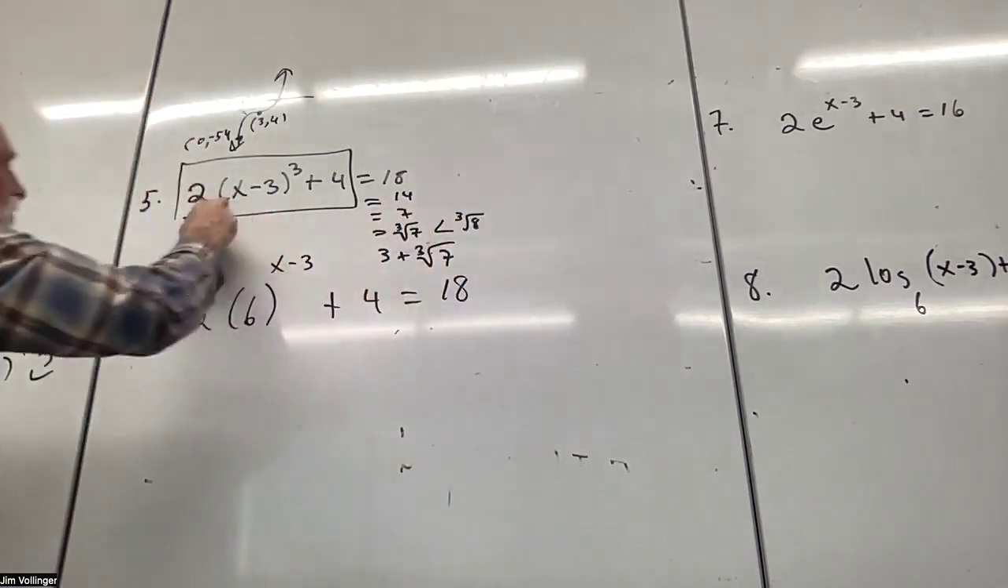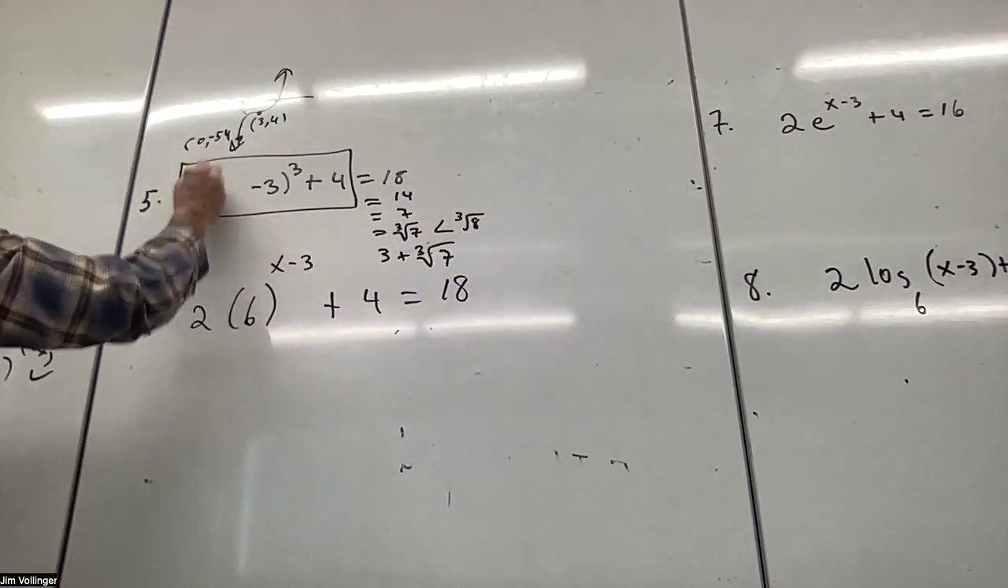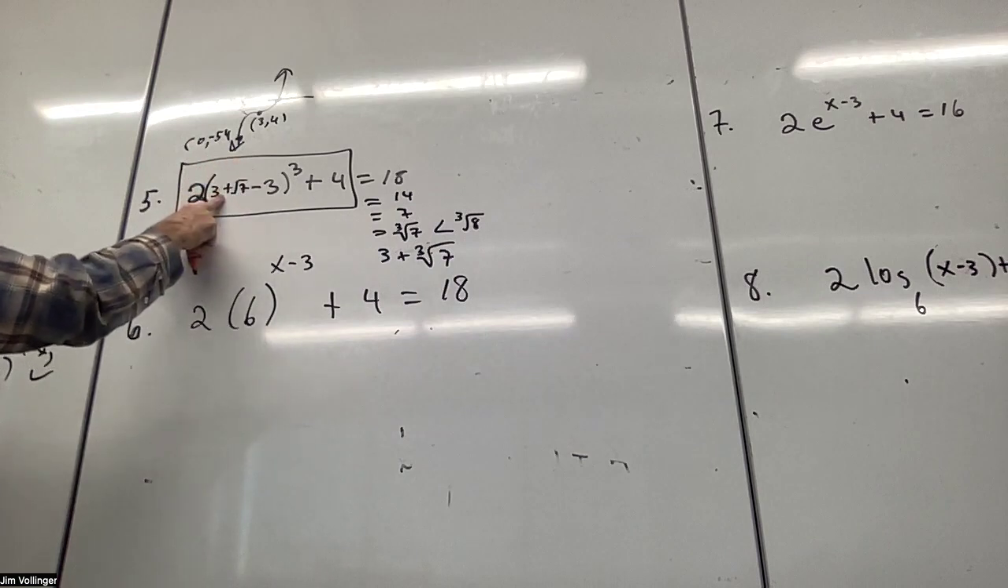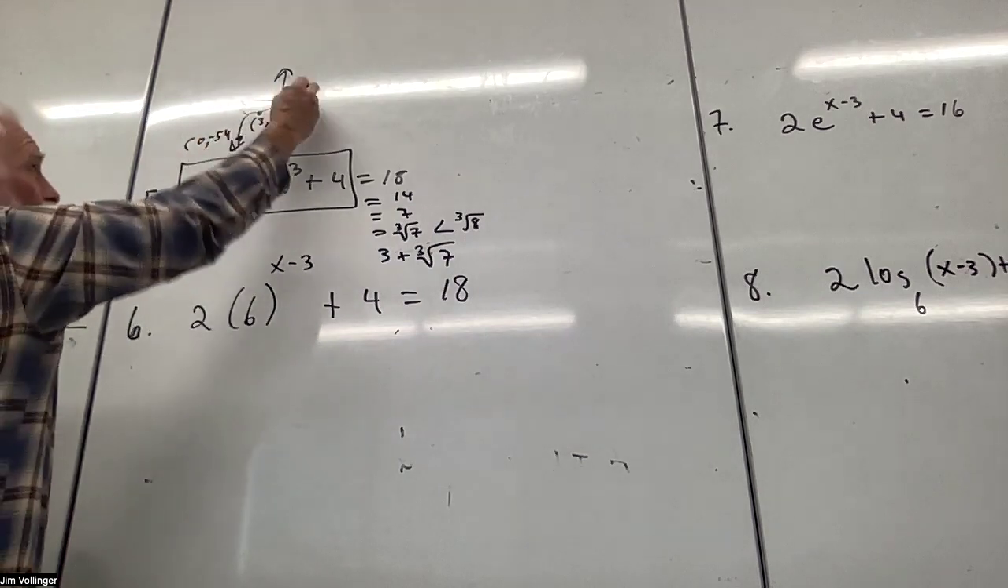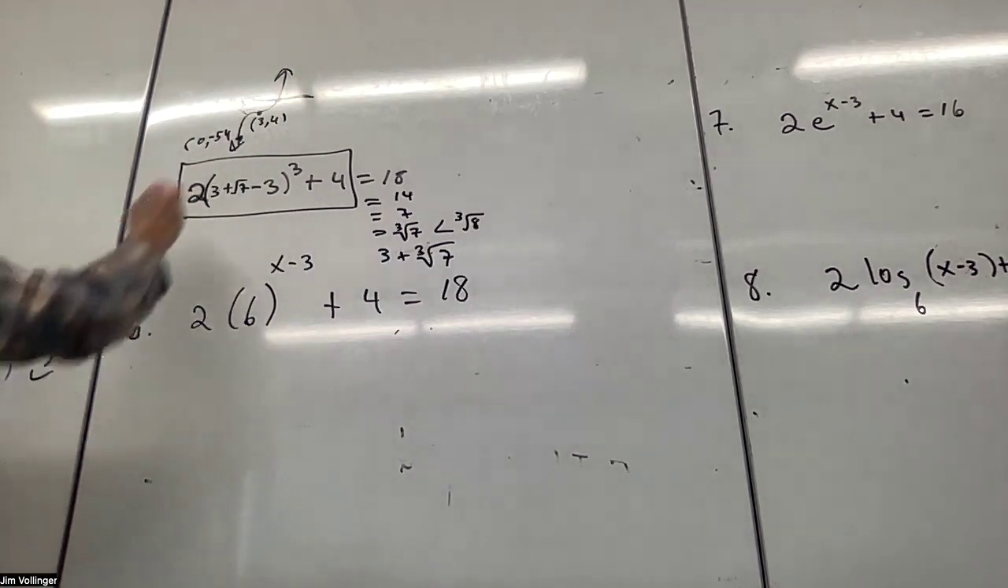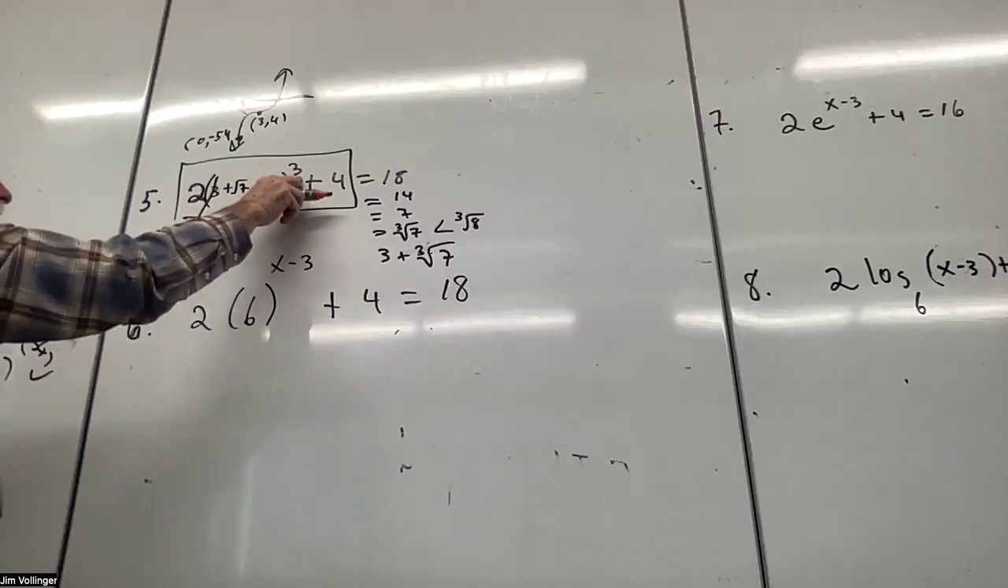You can always see your answers work. Let's put 3 plus the cube root of 7 in here. 3 plus the cube root. No, I did not say plus minus. This function only has 1 point of intersection. Odd roots do not have plus minus. So the 3's cancel. Square root of 7 cubed.